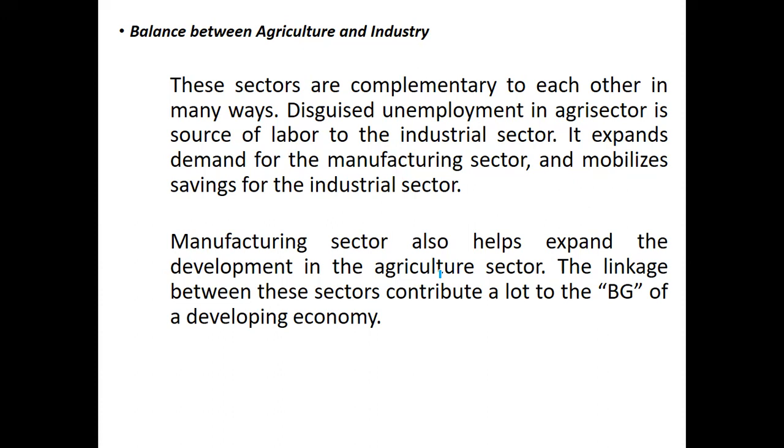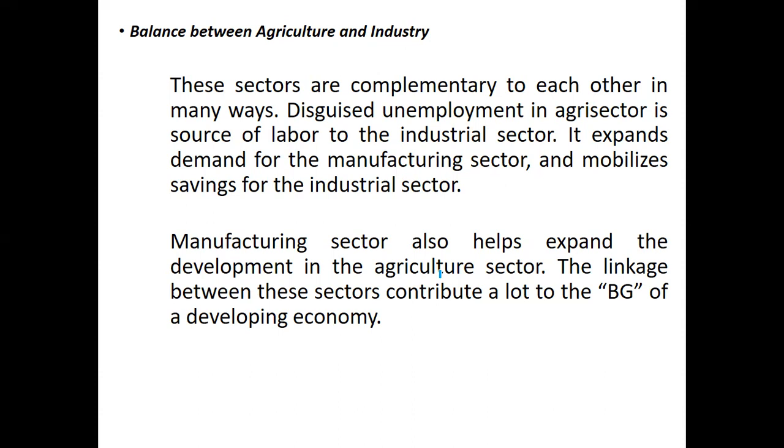Disguised unemployment simply means the marginal productivity of the labor is zero or negligible. Therefore, they are not at all required there. Even if they are withdrawn, the output remains the same. Output won't be affected. So disguised unemployment in agriculture sector is a source of labor to the industrial sector, and it expands demand for manufacturing sector and mobilizes saving for the industrial sector. Manufacturing sector also helps to expand the development in the agriculture sector. The linkage between these sectors contribute a lot to the balanced growth of a developing economy.